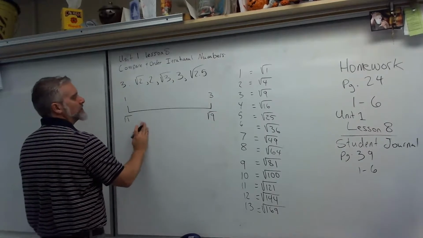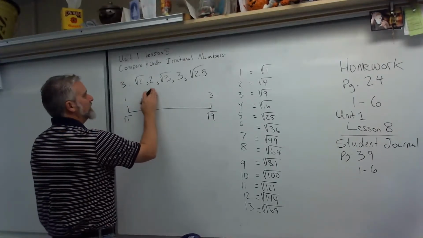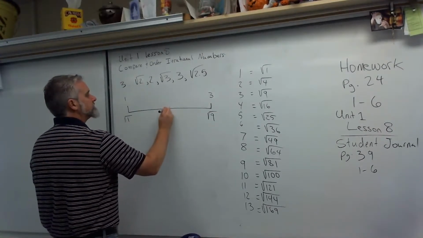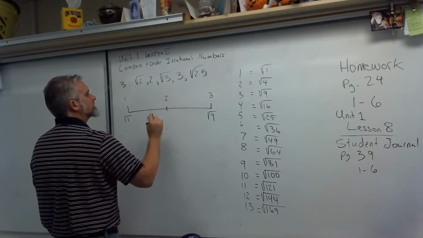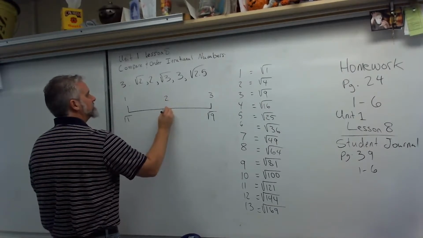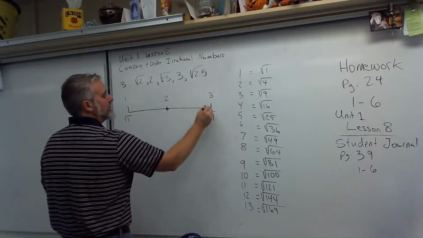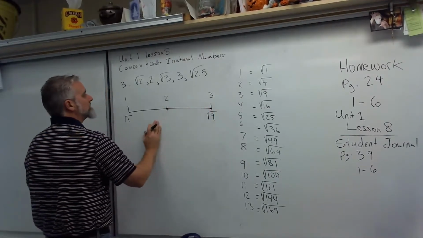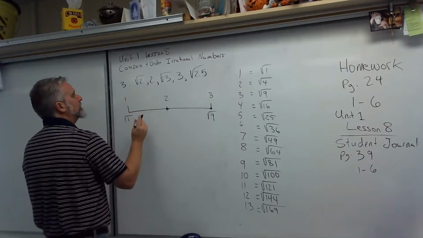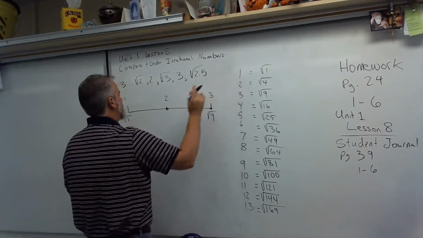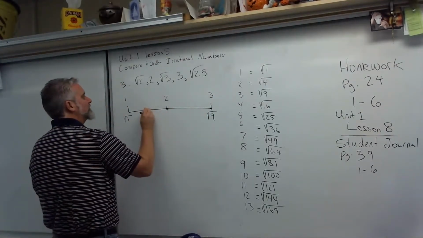All right, so now let's start placing them out. In between all of these should be 2. So we have a dot here. And we have 3, which we need a dot here. And square root of 2 is going to fall between the 1 and the 2. So I'll go ahead and put a dot right here for square root of 2.